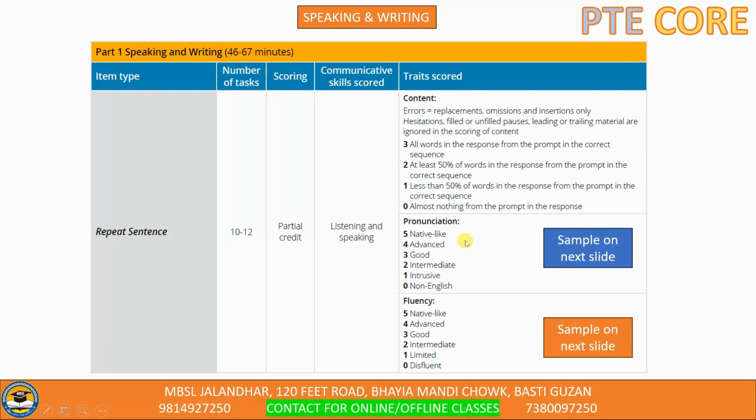Talking about pronunciation, the same thing applies: native-like, advanced, good, intermediate, intrusive or non-English, meaning from 5 to 0. Fluency remains the same. Fluency means the way, the speed, that you speak.